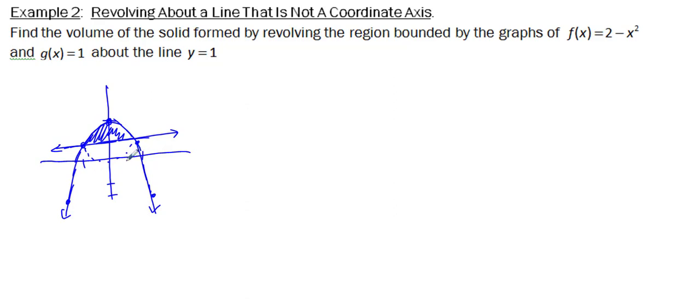What would the boundaries be on this one? Yeah, negative 1 to 1. So we'd go from negative 1 to 1 where these lines intersect. So our integral will be from negative 1 to 1, right? We have pi out in front.